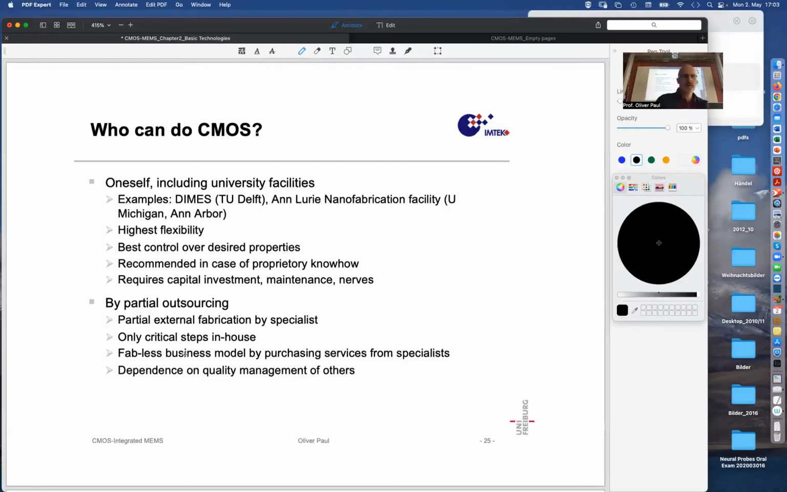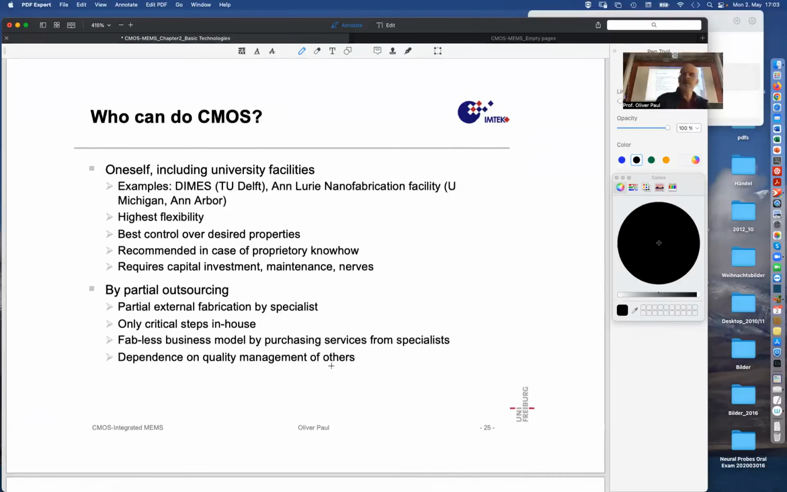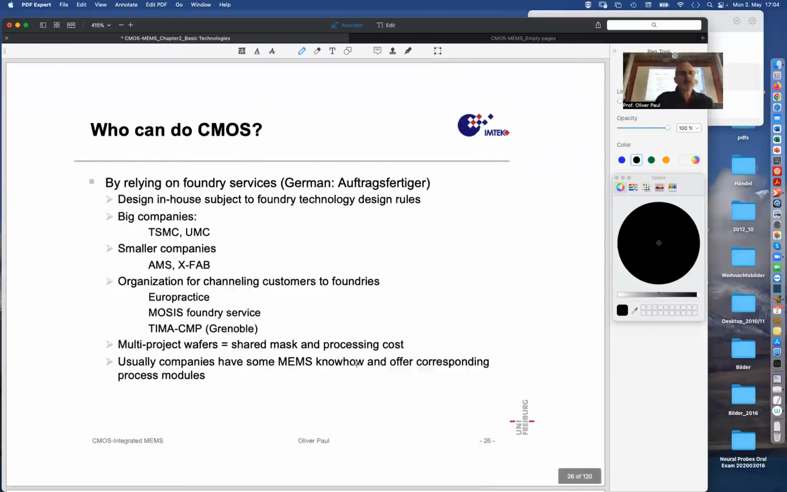That's also, of course, you depend on the quality management of those. You need to maybe implement some test structures to make sure that what you receive satisfies your standards, and the implantation has the right sheet resistance that you expected for the dopant dose that you ordered, and the implant drive-in that you ordered. So that's possible. You can also, if you want to do it the cheaper way, use a foundry service.